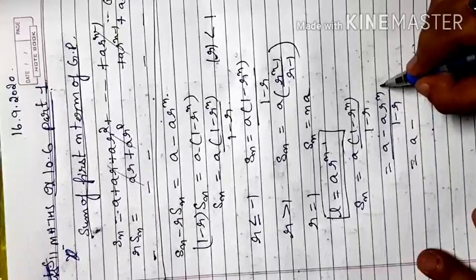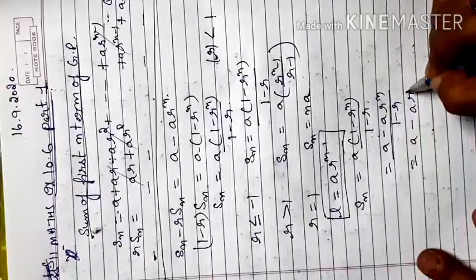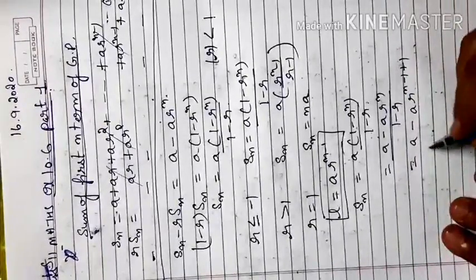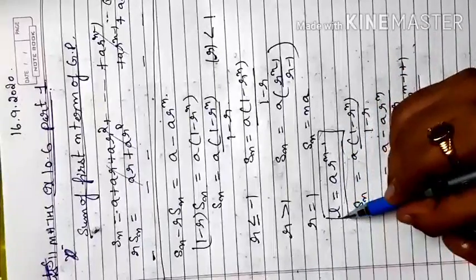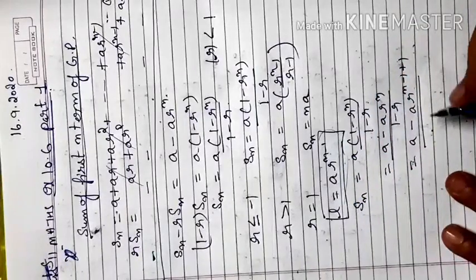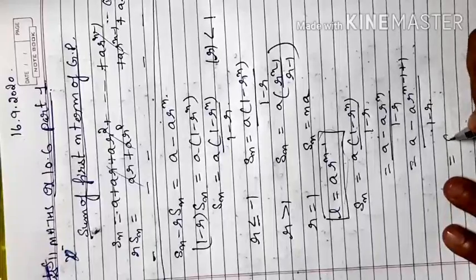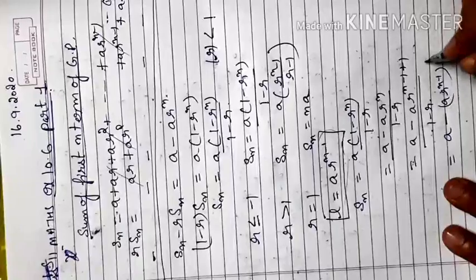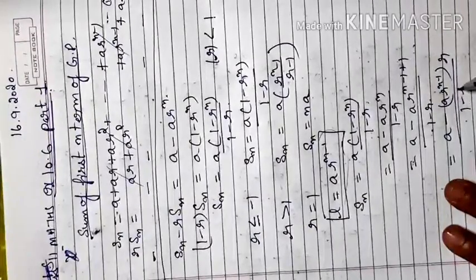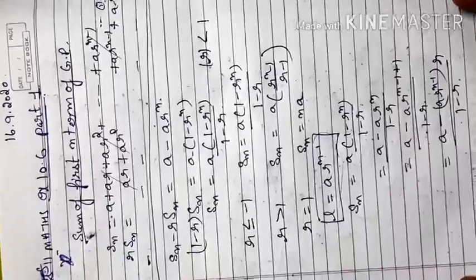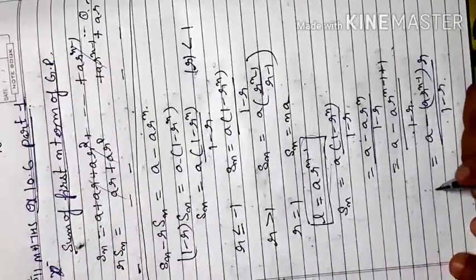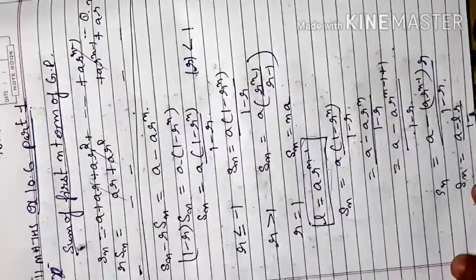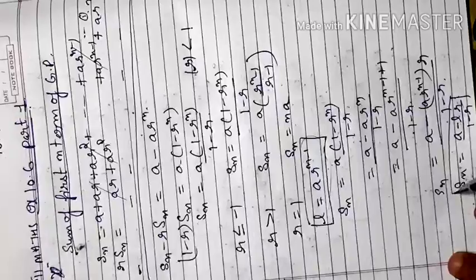Here I write r^n as r^(n-1) times r, so that is the same thing, because I want to separate the terms. So the next term will be a minus a r^(n-1) in the bracket, and r will be outside, then over 1 minus r. According to that, your Sn formula according to the last term is (a minus lr) upon (1 minus r). So that is your required formula for Sn.